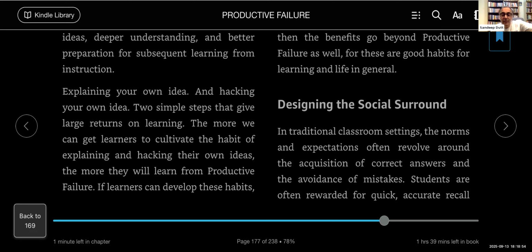So what we're going to do, designing the social surround, we will do next time. I will add the bookmark. Let me just get this there. Manisha, please take the bookmark also. I may not have this computer, so I may not be able to remember where we ended. Designing the social surround, that's where we've ended. Highlight it and keep it.